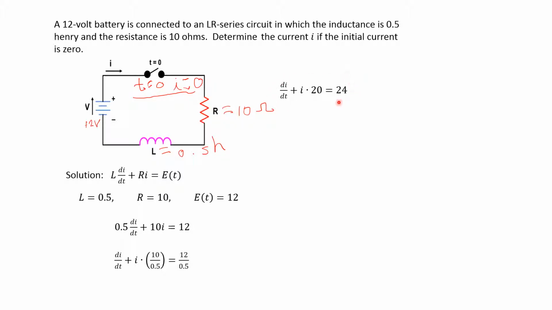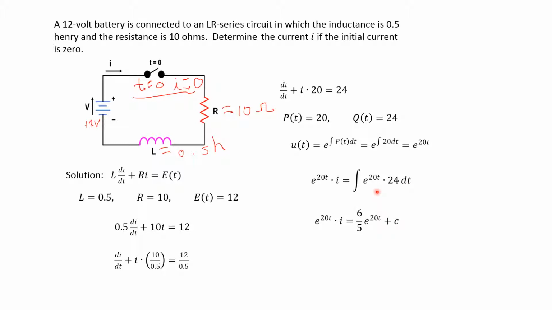This is a linear differential equation with P of t is 20 and Q of t is 24. We compute the integrating factor. The integrating factor is e to the integral of P of t dt. That is e to the integral of 20 dt, which is equal to e to the 20t. And the solution of the differential equation is the integrating factor times i equals the integral of the integrating factor times Q of t, which is 24 dt.